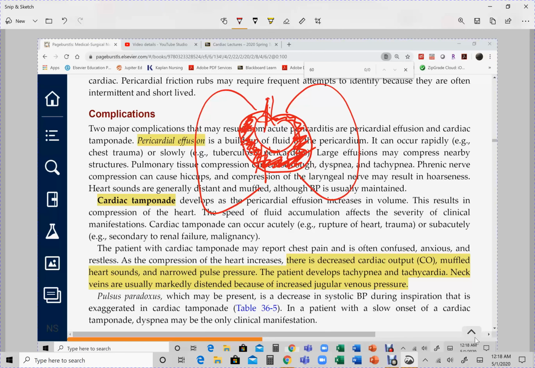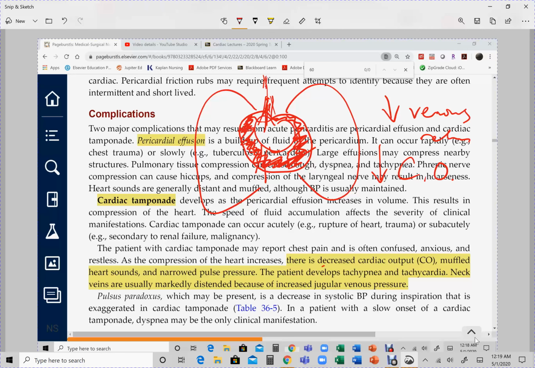So that will decrease venous return. Therefore, less blood in, there will be less blood out. So there will be decreased cardiac output and decreased blood pressure. And because this is the superior vena cava we're talking about, the major vessel draining blood from your upper extremities and your head, there will be distension eventually of the jugular vein. So this now accounts for your symptoms here.